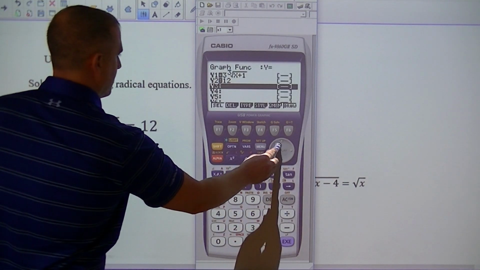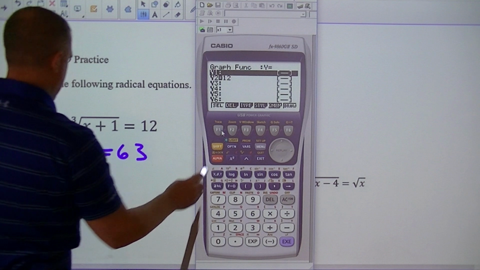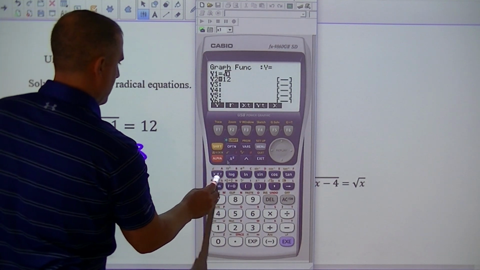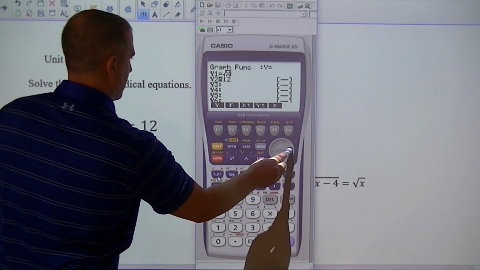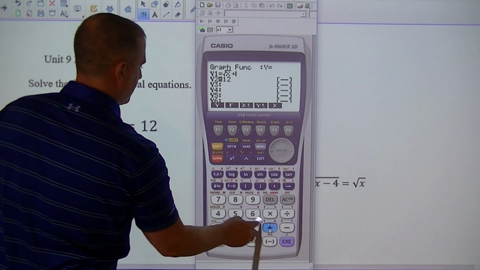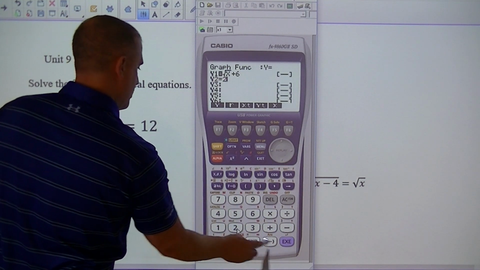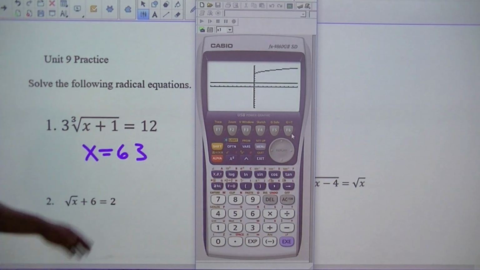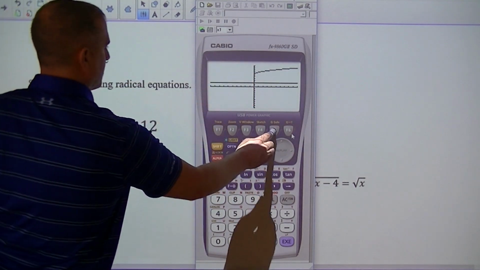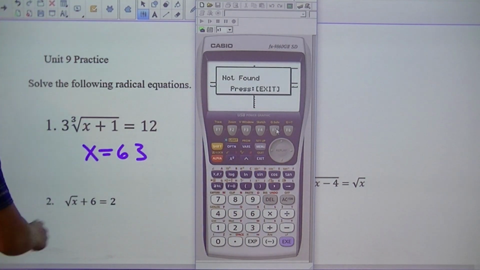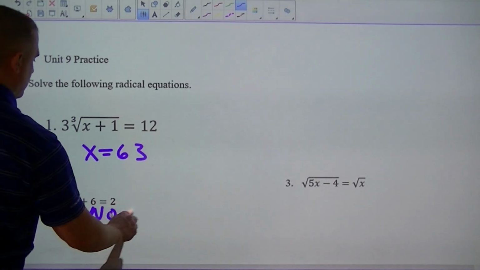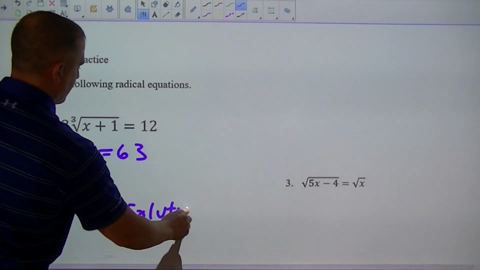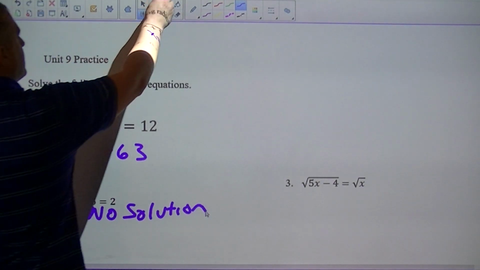Let's go to this one. I have square root of x, with a plus 6 outside, and then a 2 here. If I look at that, these are not going to cross, and when I get that G-solve intersection, the answer will be no solution. So you have to look at how the graph will behave.